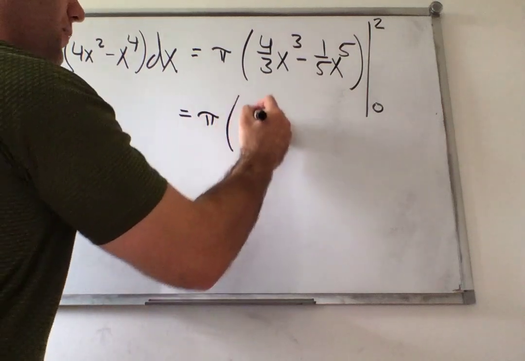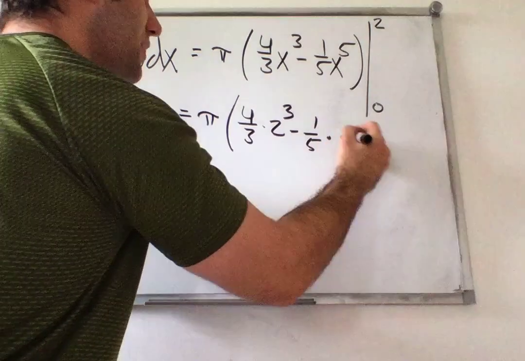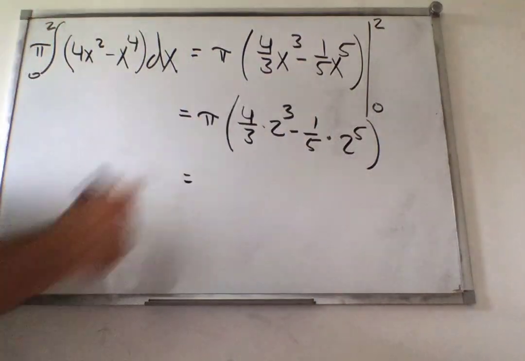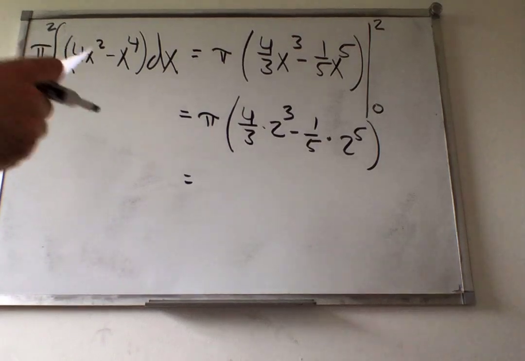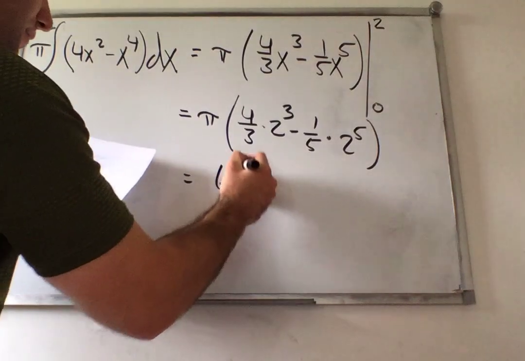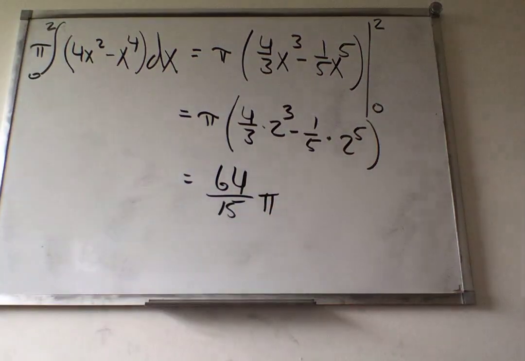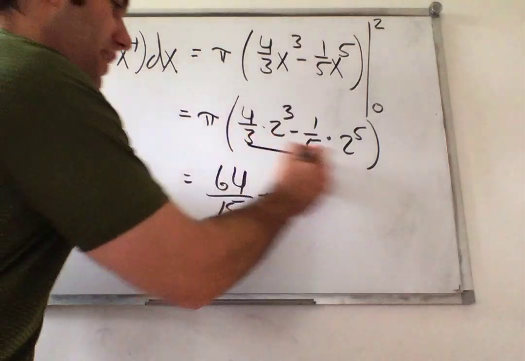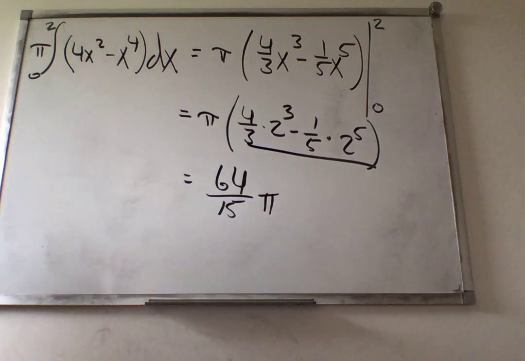Pi times 4/3 times 2 cubed minus 1/5 times 2 to the 5th. Now I just plugged this piece right into my calculator and turned it back into a fraction. And if you do that, 64 over 15 pi. The pi is coming from here. All I did was plug this entire thing into my calculator and turn it into a fraction. You get 64 over 15 pi.